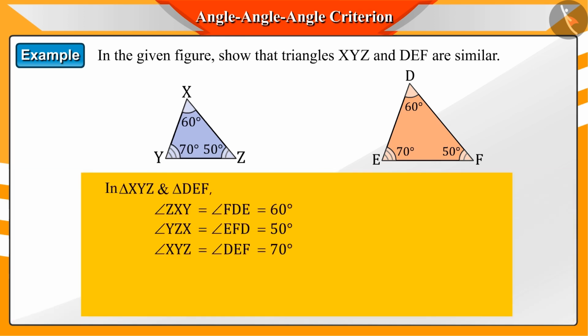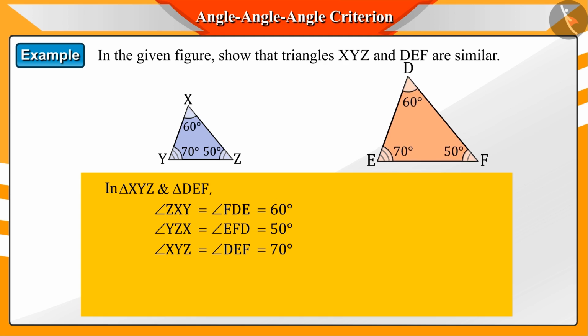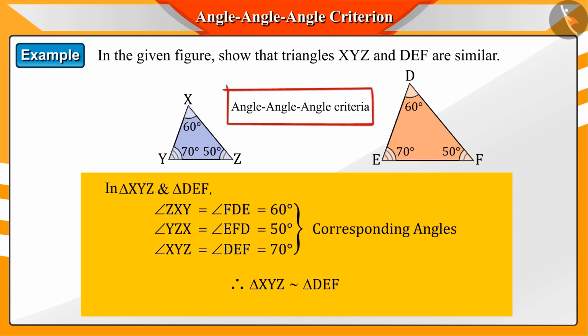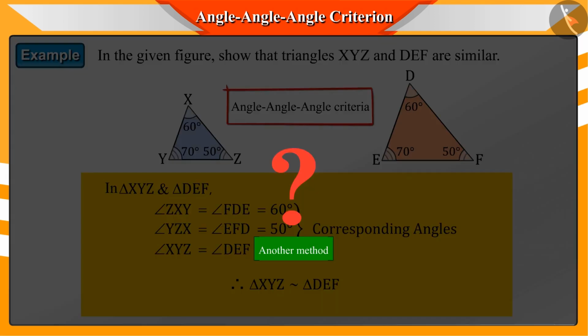Here, we see that the corresponding angles of the triangle XYZ and DEF are equal. That is, by AAA criteria, triangles XYZ and DEF are similar. Can we solve this by any other method?